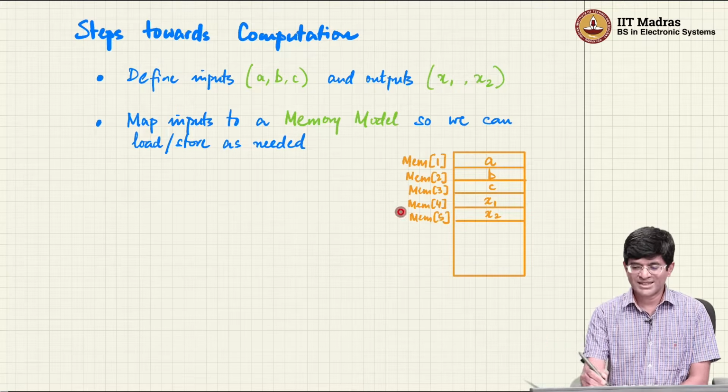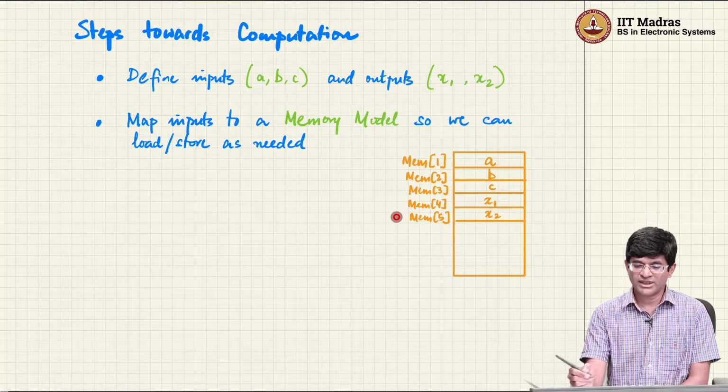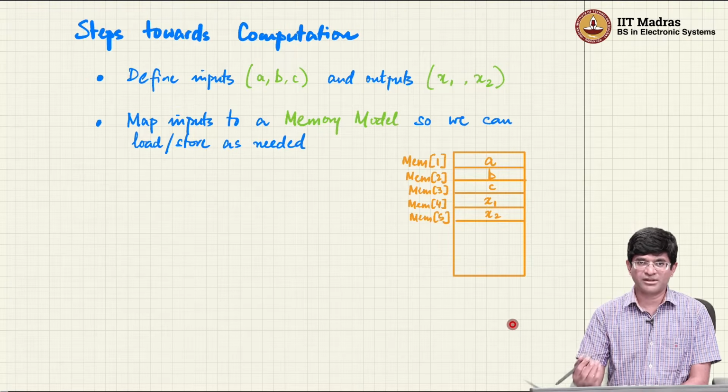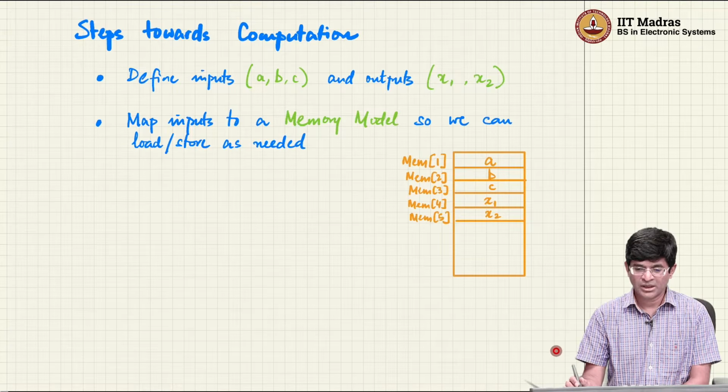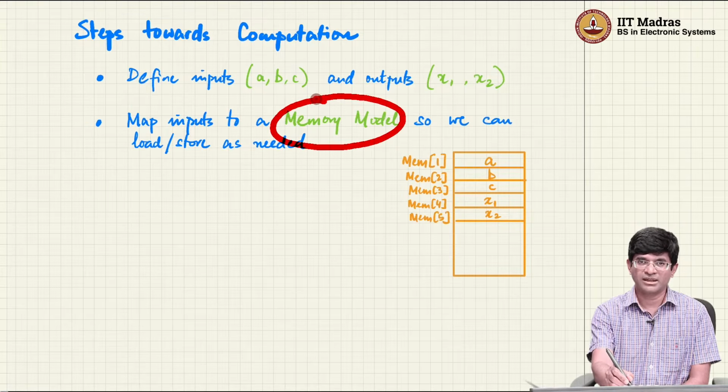So what I'm going to assume is that finally I'm going to put the value x1 over here in mem of 4 and the value x2 in mem of 5. Once again, it's an arbitrary mapping, a choice that I made. I can go ahead and put them out here. So this is what I mean when I use the phrase memory model. I have taken my inputs and figured out where to put them in memory so that they are accessible to my program, and I also know where I want my outputs to appear finally.